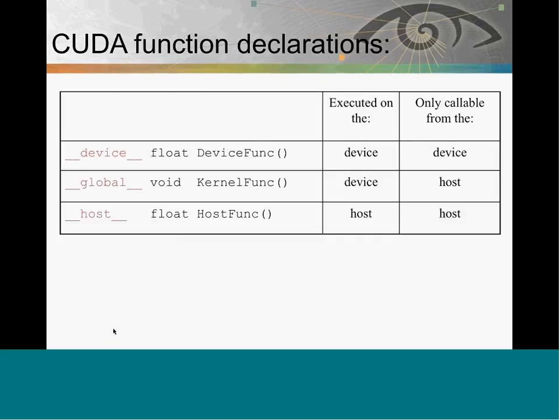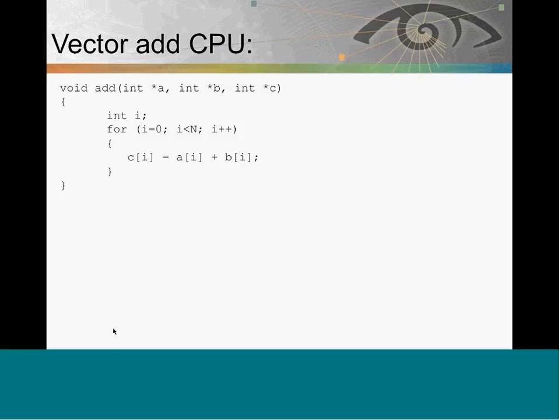So device, as I mentioned before, executes on the device and is callable from global. Global executes on the device but is callable from the host. And when you have host, that means it executes on the host and is callable from the host. I'm going to present a simple example of vector addition and how you can do it on the GPU. For the CPU, you have a function that takes three things, the pointers A, B, and C. You take the vectors and put the result into the C vector and return it.